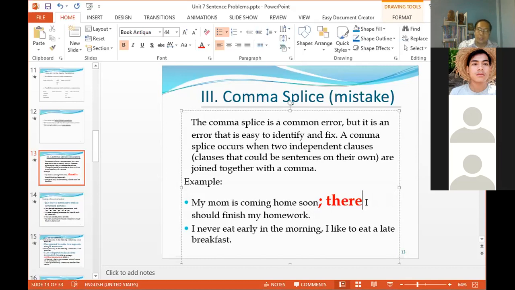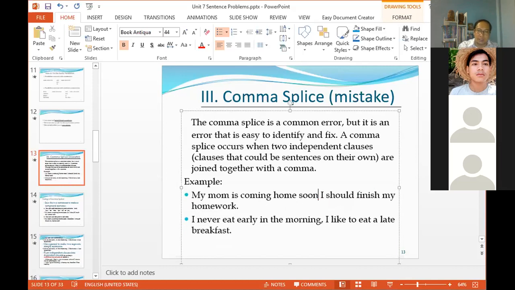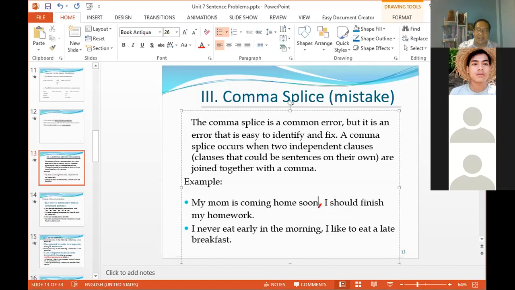Or you can use another one, because, right? Because my mom is coming home soon, I should finish my homework. So you can use a complex sentence, right? Use the subordinating conjunction because here. So you can use any way you like to make it complete. But don't use one comma to join two sentences together.